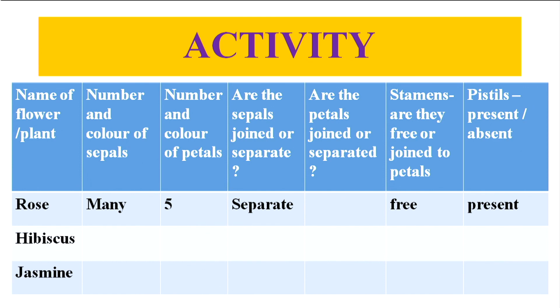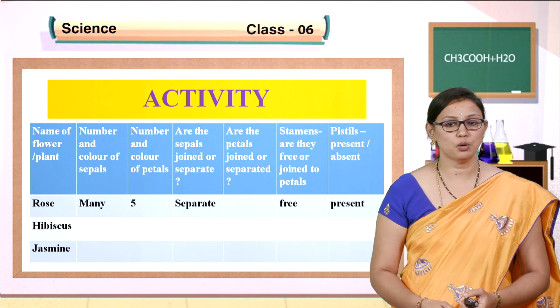So you have to take different flowers and see the sepals, petals, and then pistils and stamens, whether the stamens are attached, whether the pistils are present or not. As a second example you can take hibiscus, and as a third example you can take jasmine. Make a list of this and complete the table, children. This is an activity you have to do.